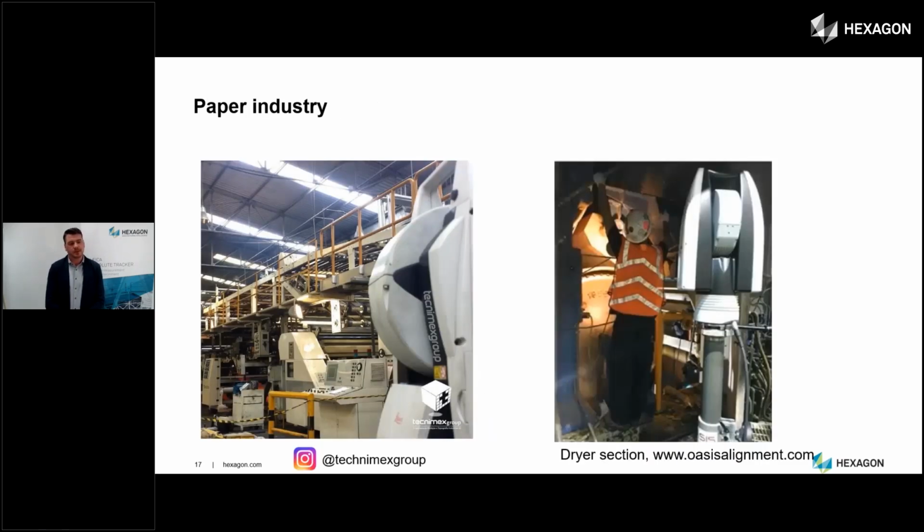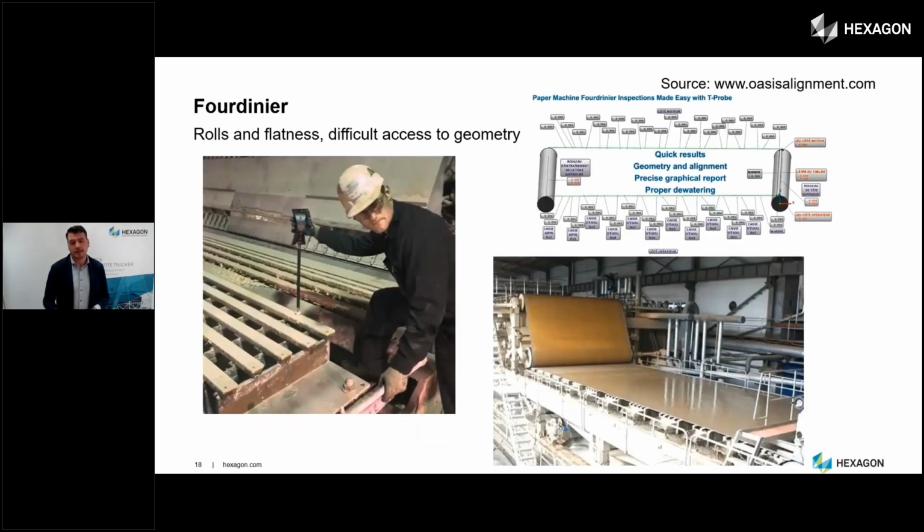You see also an example here on the left-hand side from South America, Technimex, and here on the right-hand side again from US. And I like this picture a lot because it shows also the drier section with a challenging environment. So it's usually very hot there and humid. So the IP54 protection of our tracker is very much value added, and not only from the sensor, also from the controller. In this webinar and also here, I would like to show you an additional solution.